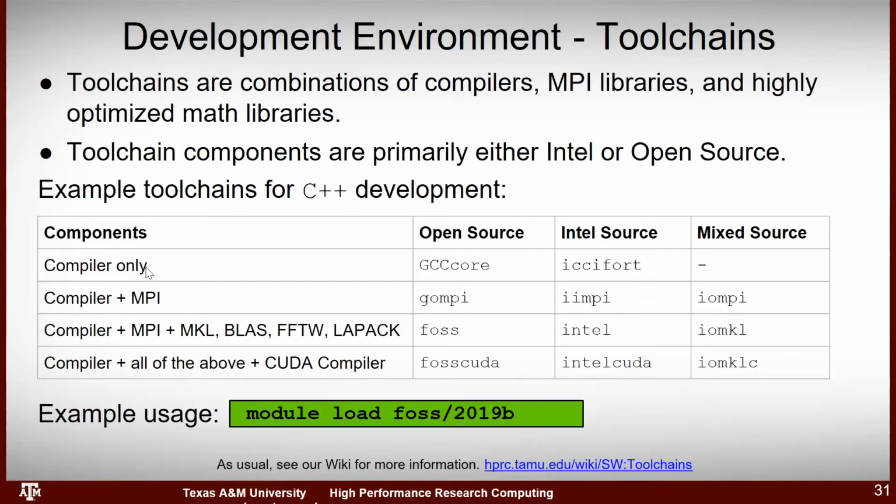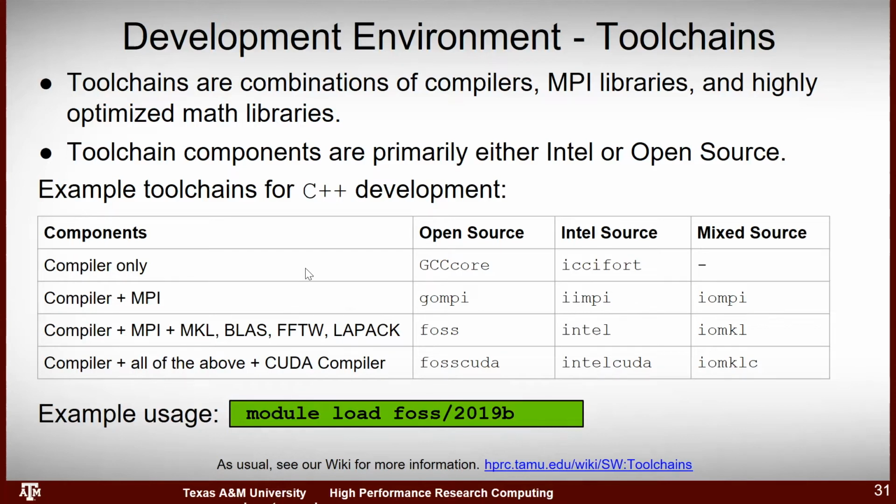So if all you want is the compiler, that would be the GCCcore module or the iccifort module. That's basically a module that contains all the main compilers for all the main programming languages. So that's C, Fortran, Python, a couple others. I assume there's more.